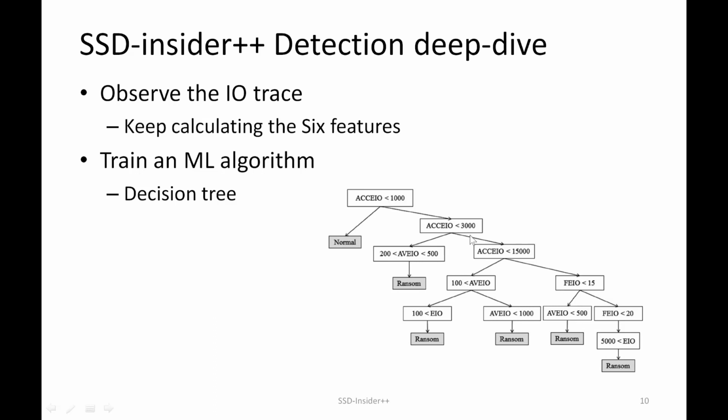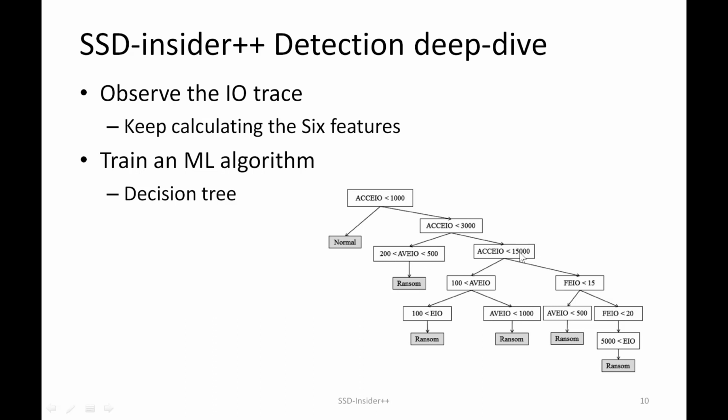So these numbers are from their trained model. So you can currently say that they are empirical in nature. The very first metric they have used is the accumulated erasure IO operations. If it is less, then most likely it's a normal application. But if it is more, but less than 3000, then they are going to look at one other metric.